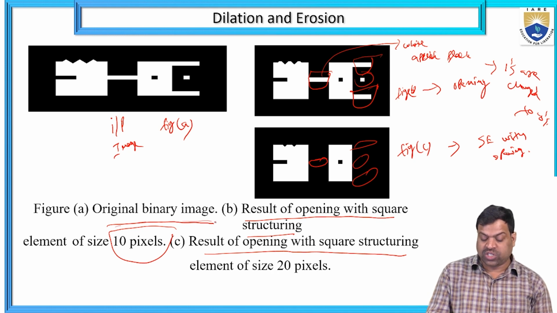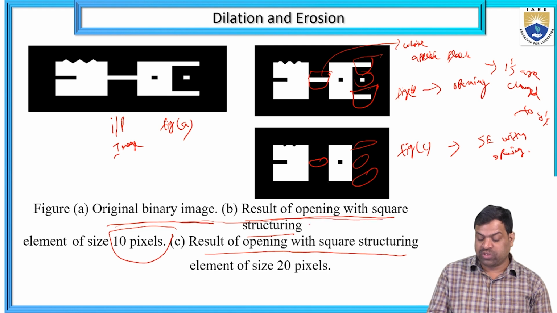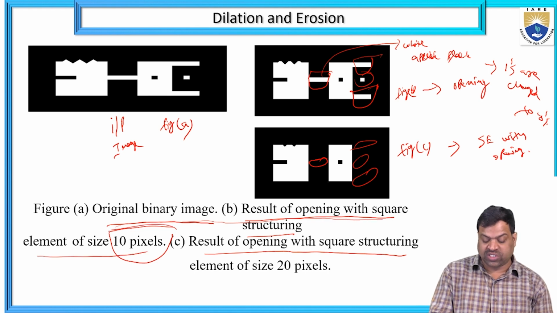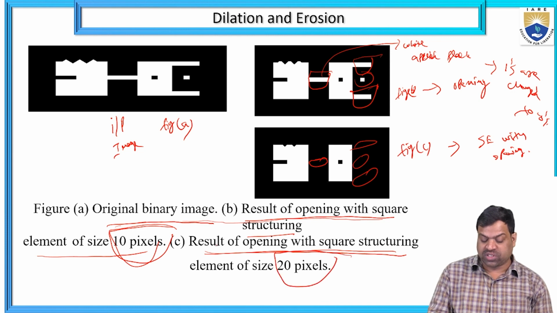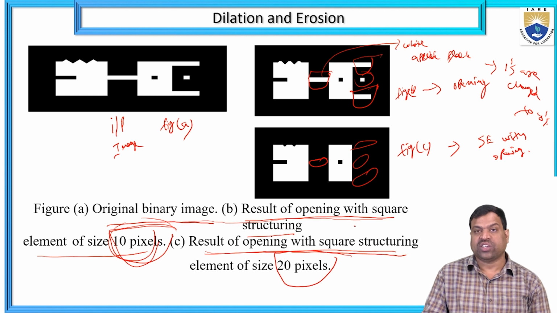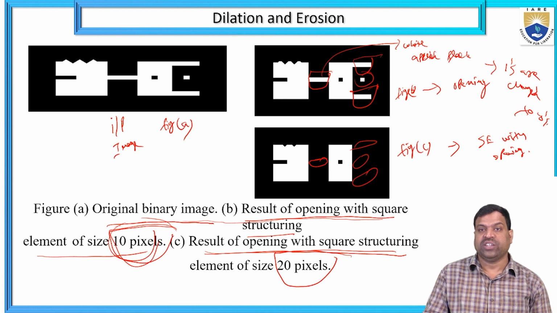So, the original binary image, the result of opening with a square structuring element of size 10 pixels, and the result of opening with a square structuring element of 20 pixels. Here 10 and here I am taking 20 pixels. Then only the size of the image is changed and the structuring element is applied. Then white is converted to black and black is converted to white. So unnecessary white things were removed here.